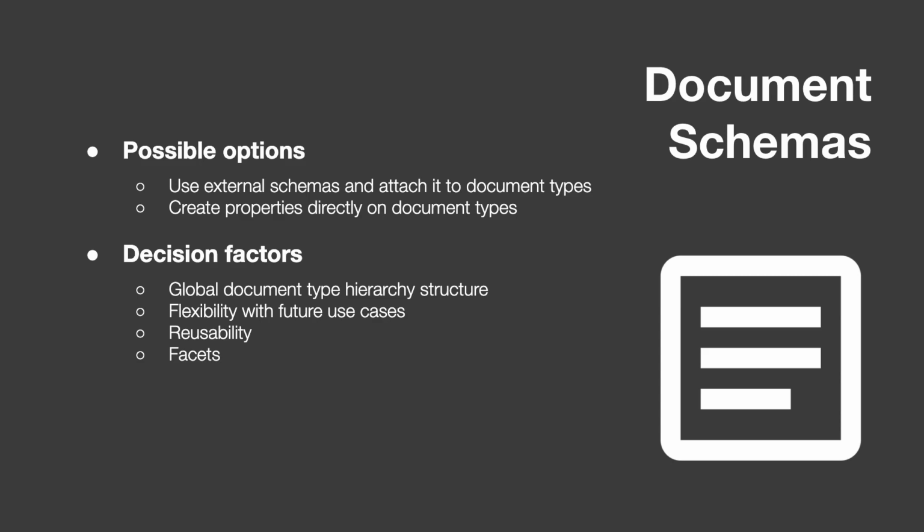Then you have to think about flexibility and reusability. Typically, when you start a Nuxeo project, you will start on a small perimeter. But you have to keep in mind that maybe in the future, you will have new use cases that should be integrated to your platform. So you have to make sure that the document type model you're building can be extensible and reusable. Finally, you can use facets with external schemas, which is an interesting way to attach document properties dynamically. This last point leads us to the next topic around document facets.